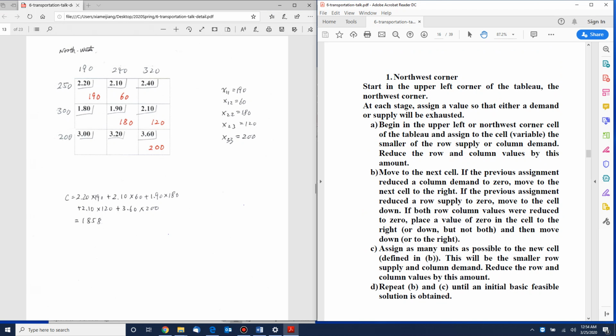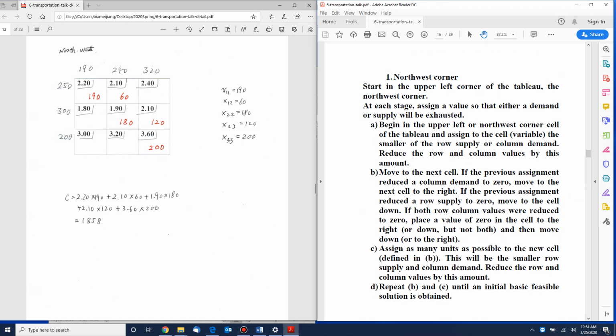The first one is called the northwest corner method. This method is actually the simplest method. What you do is you always start at the upper left corner of the tableau, which you can call the northwest corner. You begin with the upper left corner, which in this tableau is cell 1,1. You fill in the possible amount into it, and then move to the one next to it.